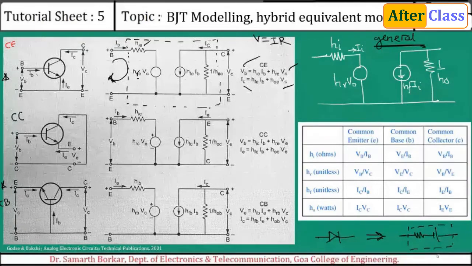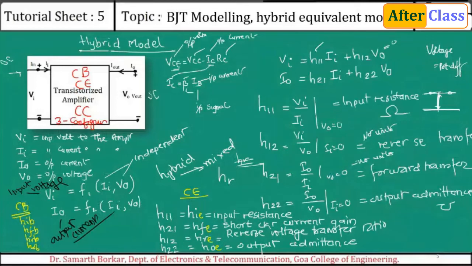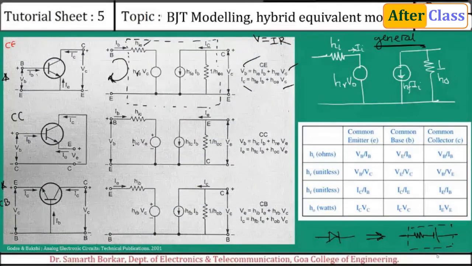Now what is HRE? Look here. HRE is H12. What is this? VI by V naught. If I replace the HRE by VI by V naught, what is the V naught for this particular case? It is VE. Fine. So VE gets cancelled, and what I'm going to get is the VI value. Similarly here.